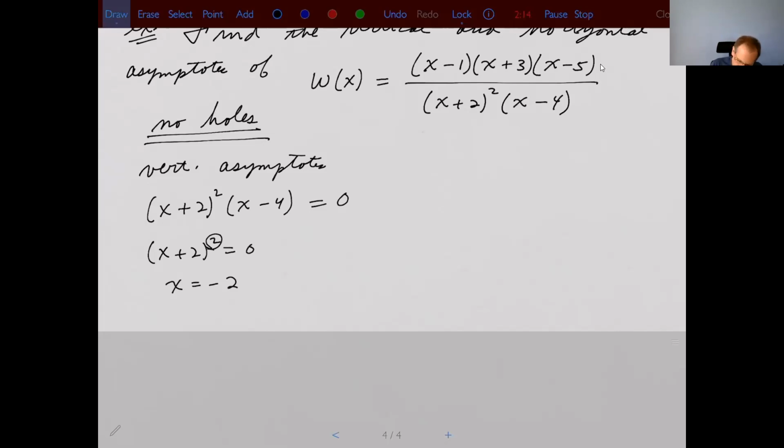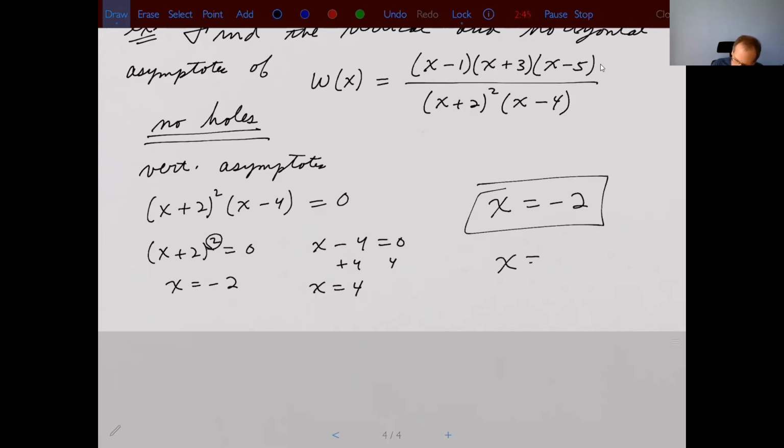And then the other possibility is that if x minus 4 is equal to 0, then x is equal to 4. So when x equals -2 or x equals 4, that makes the denominator 0. Therefore, we have two vertical asymptotes, right? We have the line x equals -2. That is a vertical asymptote. And then the line x equals 4. That's also a vertical asymptote.